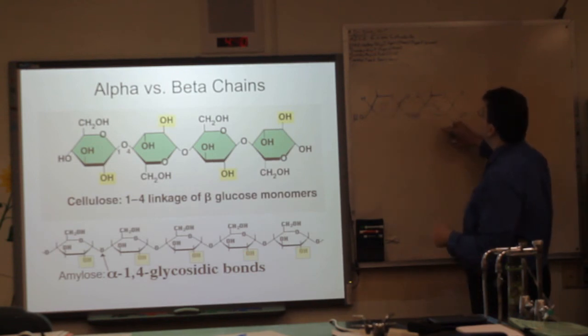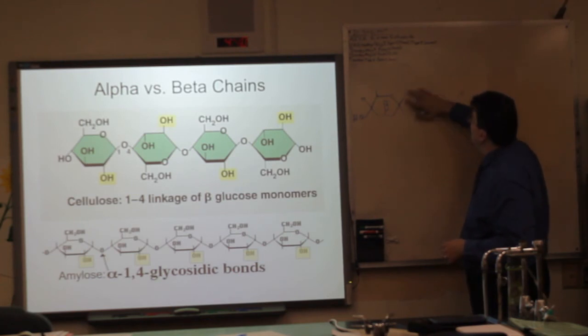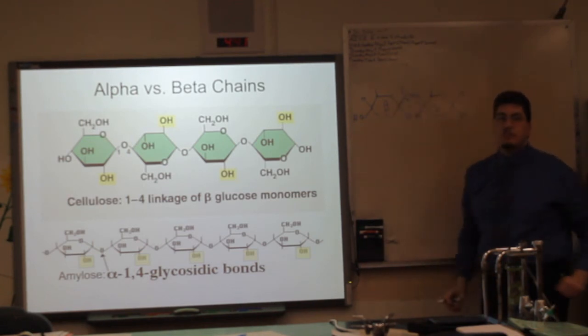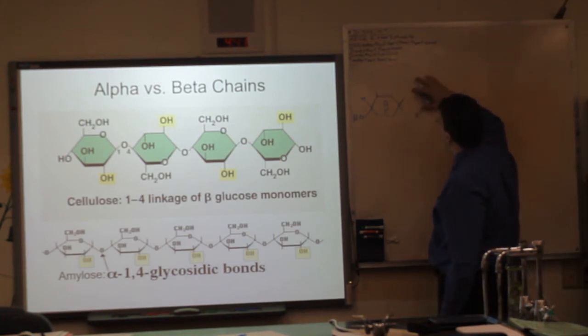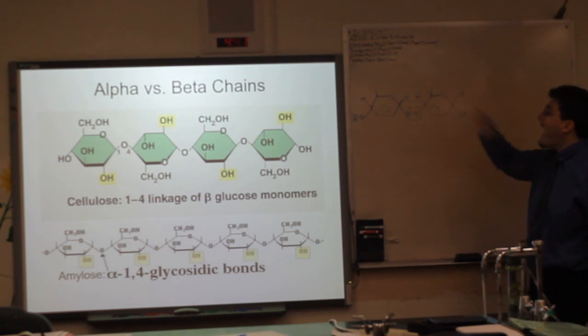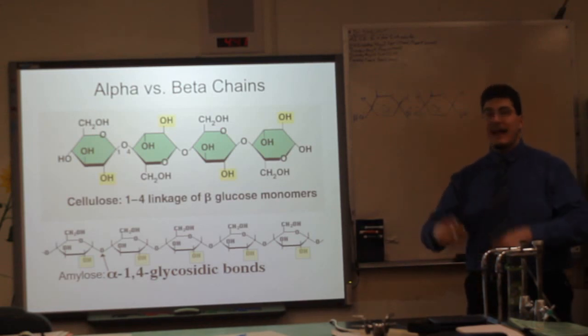They can't be on opposite sides. If you have an alpha glucose and a beta glucose, for example, if this is your beta glucose, you're not going to get that interaction. There's too much distance between those hydroxyl groups. You need to have the hydroxyl groups facing right next to each other for that interaction to happen. They have to be touching. They must be in the same plane of orientation.